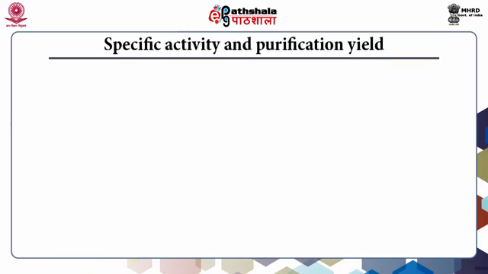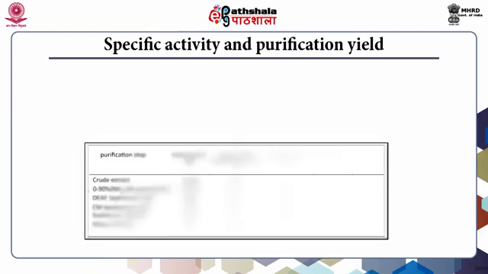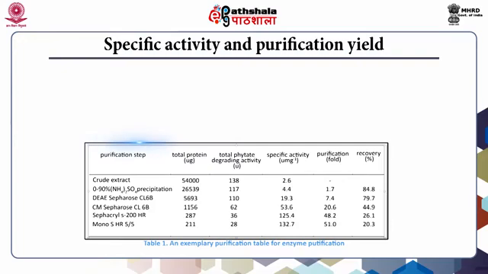The success of a protein purification scheme is also evaluated by determining specific activity and purification yield after each purification step. Let's see. First is total protein. The total amount of the protein present in a fraction is obtained by determining the protein concentration present in each fraction. This is obtained using one of the protein quantification methods stated above. Bradford method is most widely used. Its unit is usually in milligram or microgram.